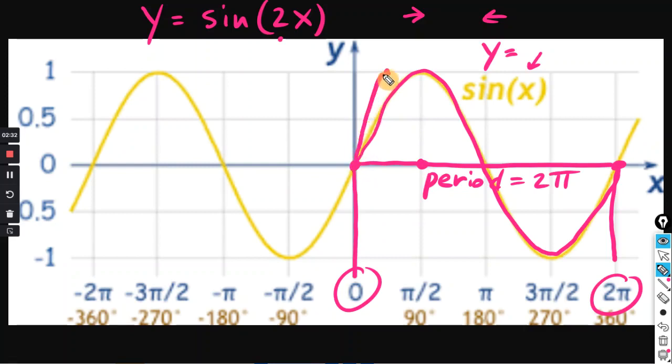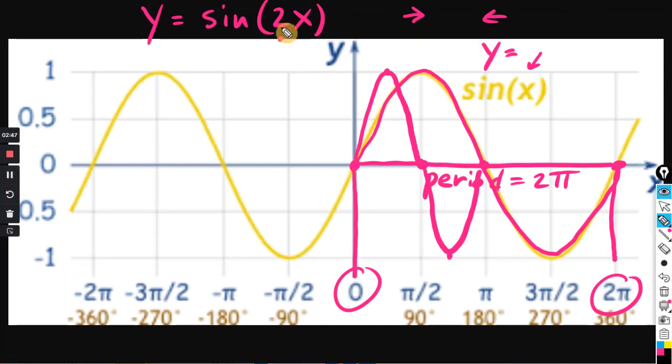It goes here, and then here, and then the minimum is going to be here, and the midline returns like that. Let me do this in a different color real quick. The new graph, y equals sine of 2x, cycles more quickly than the original. It cycles twice as fast. So the period is now from this point to this point, and instead of 2 pi, the new period is just going to be pi, because it cycled twice as fast.